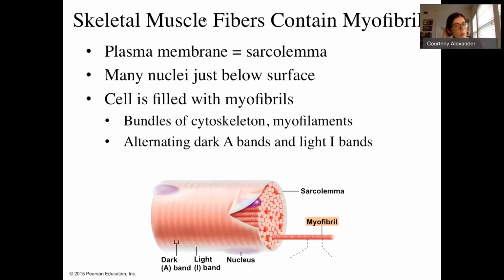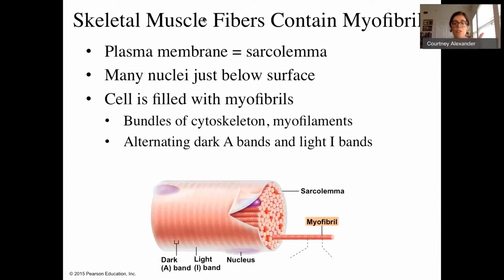So a skeletal muscle fiber, the fiber is otherwise known as a cell, contains cytoskeletal elements called myofibrils. And we give special names to all the different parts of a muscle cell. So we call the plasma membrane the sarcolemma, again, sarco meaning muscle. And then just below the surface, you're going to see tons of nuclei.